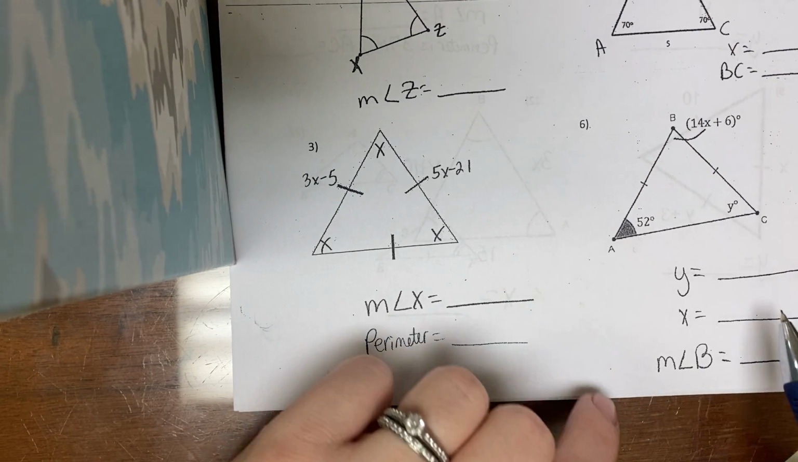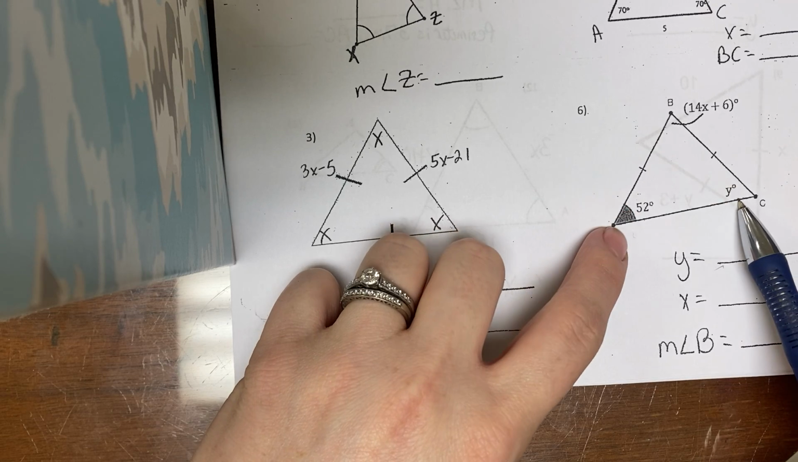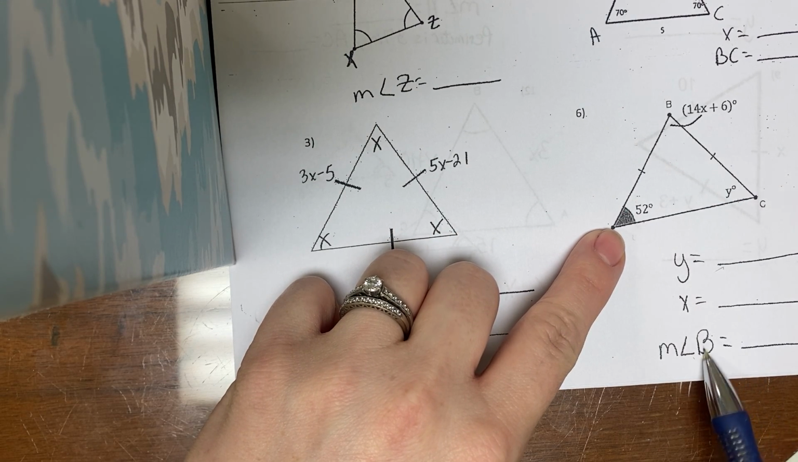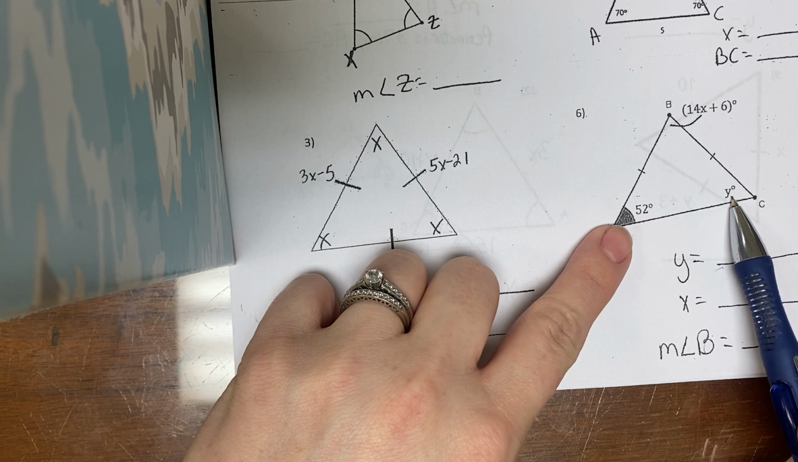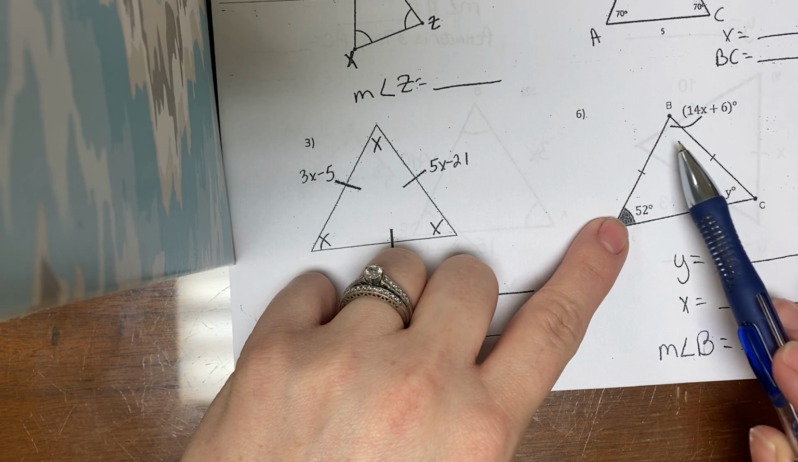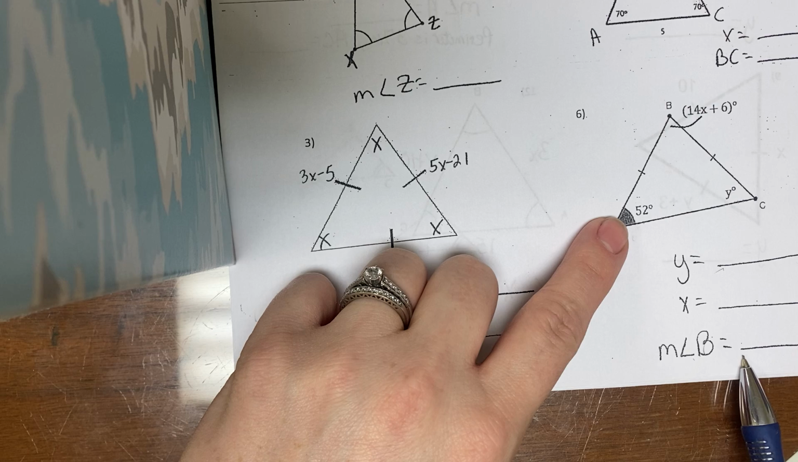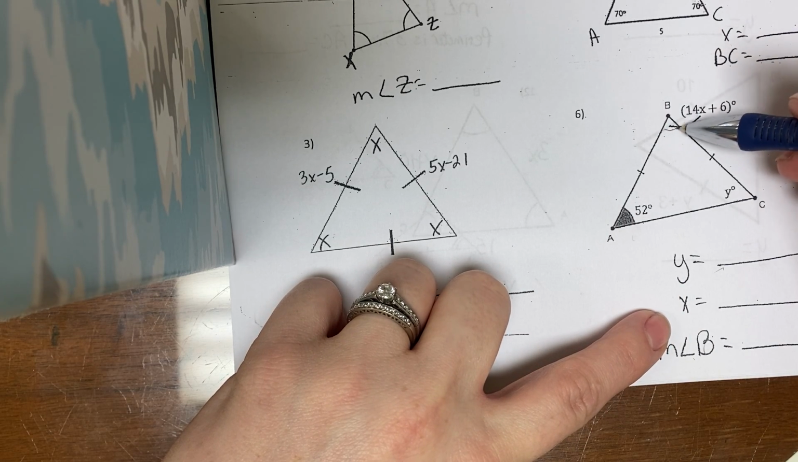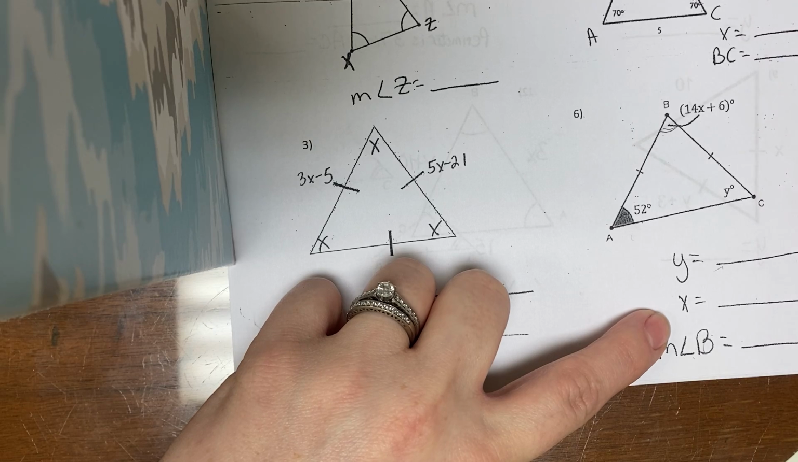Number 6, y, if the sides are the same, the angles are the same. Then let's go ahead and solve for angle B because you'll know what both of these angles are. So 180 subtract 52 and 52 will tell you what angle B is. And then to solve for x, whatever angle B is in degrees, you will set equal to 14x plus 6.